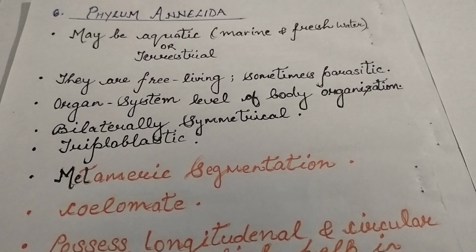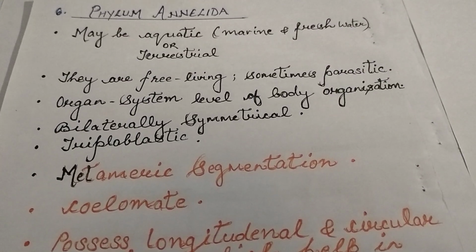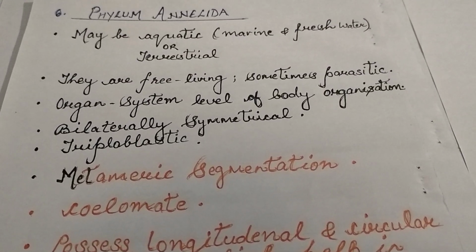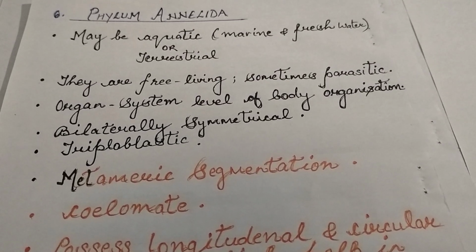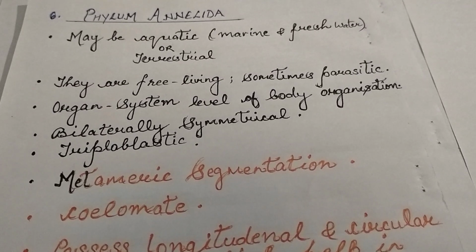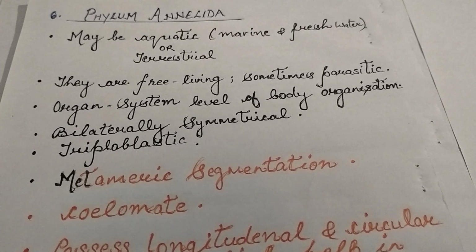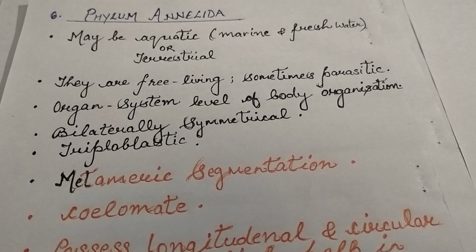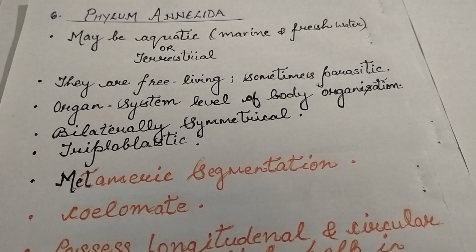Every time we won't define the terminology, you have to learn all the terminologies. We will write or speak only the specific terminology in biological terms, and they all can be asked as definitions or as examples, so you have to learn their definitions as well as examples. Next, they are triploblastic. Again, three germ layers: ectoderm, endoderm and mesoderm.